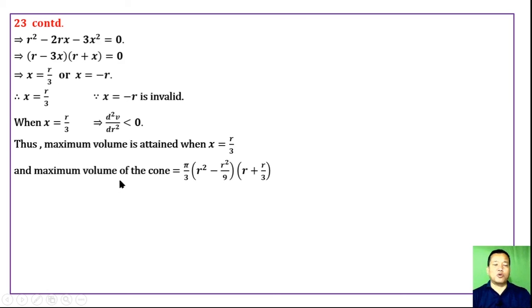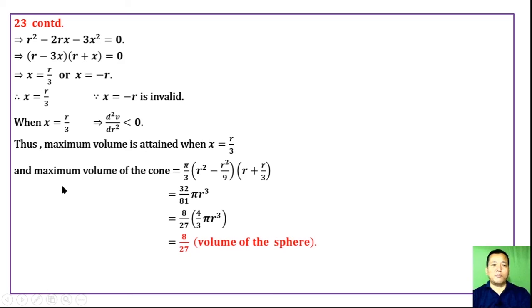And the maximum volume of the cone is found by putting the value of x in the above expression. We get the volume of the cone as this, which can be written as 8 by 27 times of this number. The product of these two numbers gives the original value, and the bracketed expression is the volume of the sphere. Hence, the maximum volume of the cone is 8 by 27 times the volume of the sphere. Hence, proof.